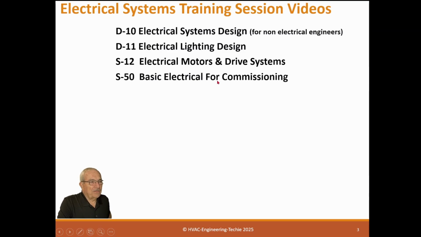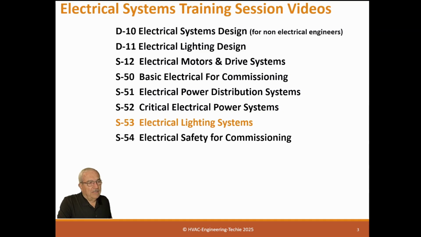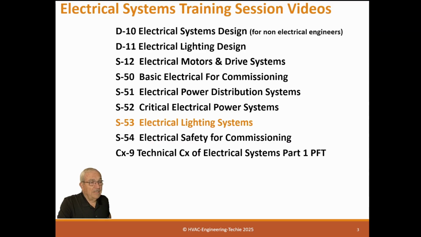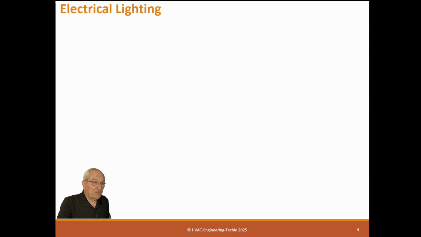Electrical motors and drive systems. S50 is basic electrical for commissioning. S51 is electrical power distribution systems. S52 is critical electrical power systems. And S53, this video, is on electrical lighting systems. S54 is electrical safety for commissioning or for anybody that's dealing with electricity. CX9 is technical CX for electrical systems, part 1. And part 1 is everything to the end of the pre-functional test. CX10 is the second part for commissioning, and it's everything after pre-functional test, which includes the functional test, which is the most important part.